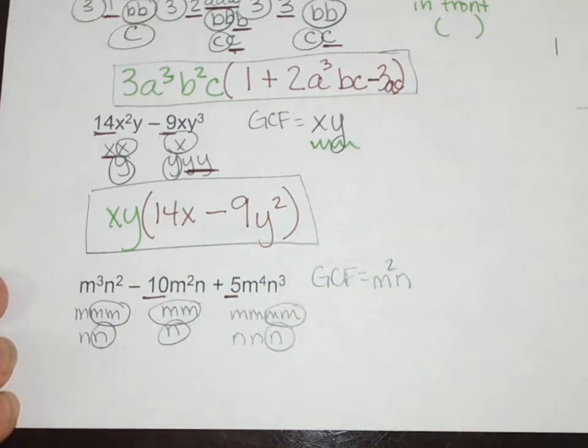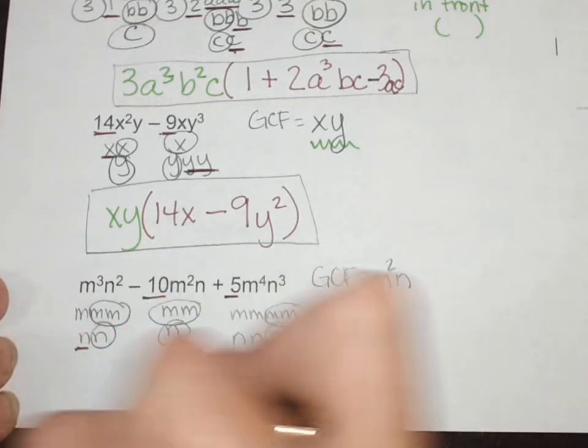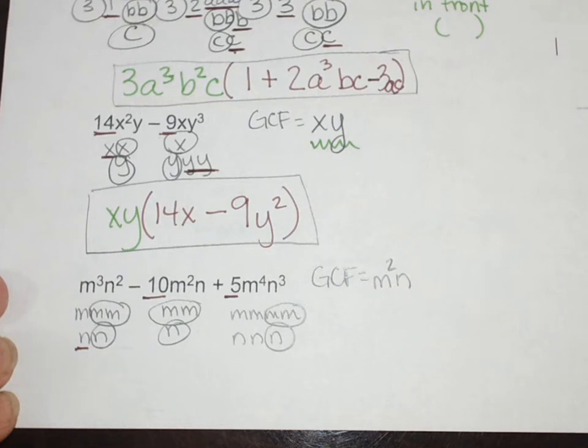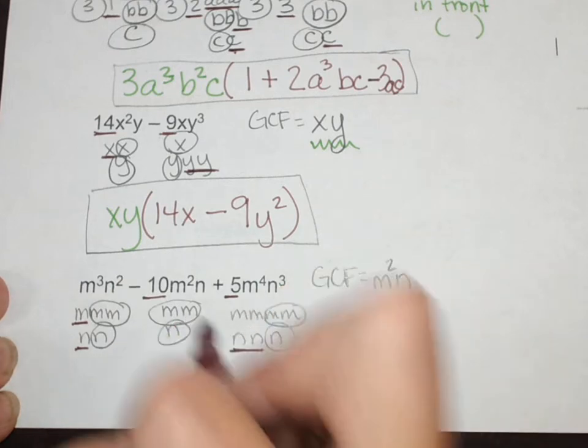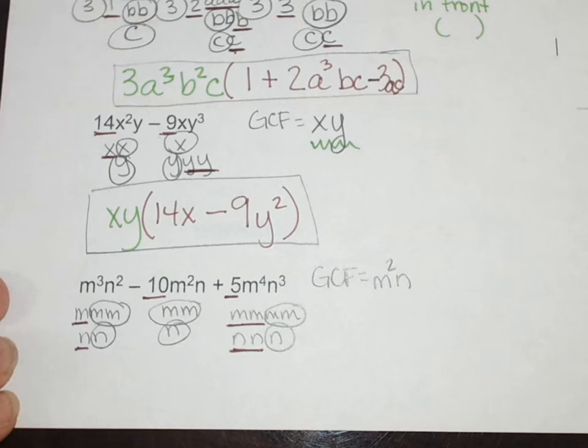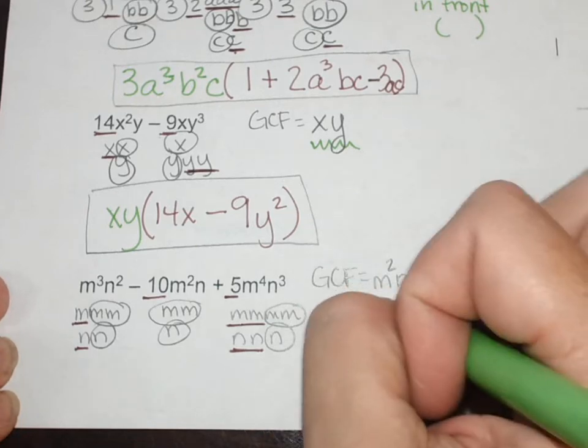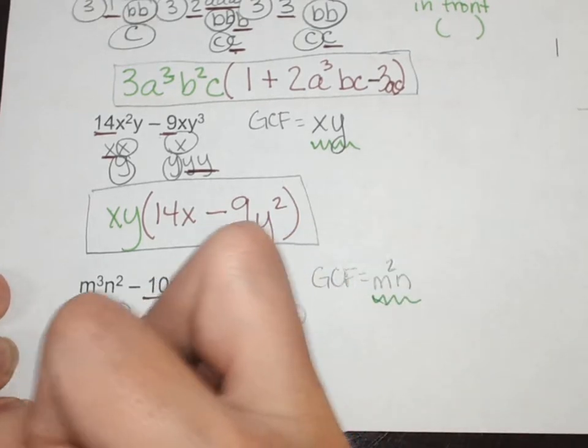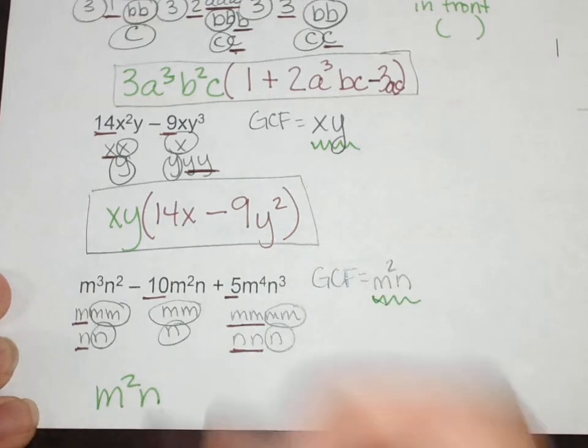That leaves me with n for the first term, no n's for the second term because we factored them out, and n squared for the third term. I am left with an m in the first term, no m's in the second term, and an m squared in the third term. So let's get my GCF out in front of my parentheses, m squared n.